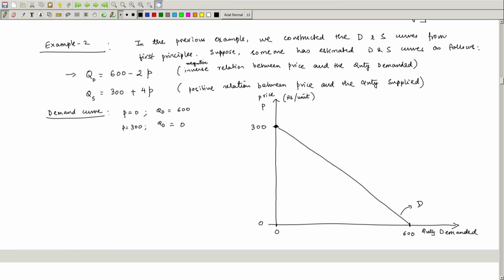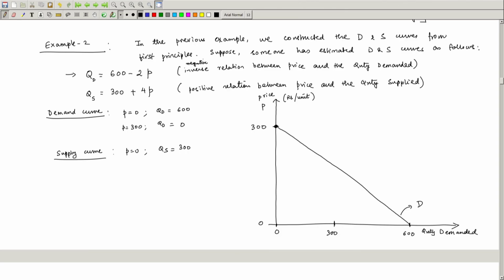Similarly, if I now look at the supply curve, again that is a straight line, right. So, 300 plus 4P. If I start at P equal to 0, notice that the quantity supplied is 300 units. So, I have quantity supplied of 300 units. Let me put it here.